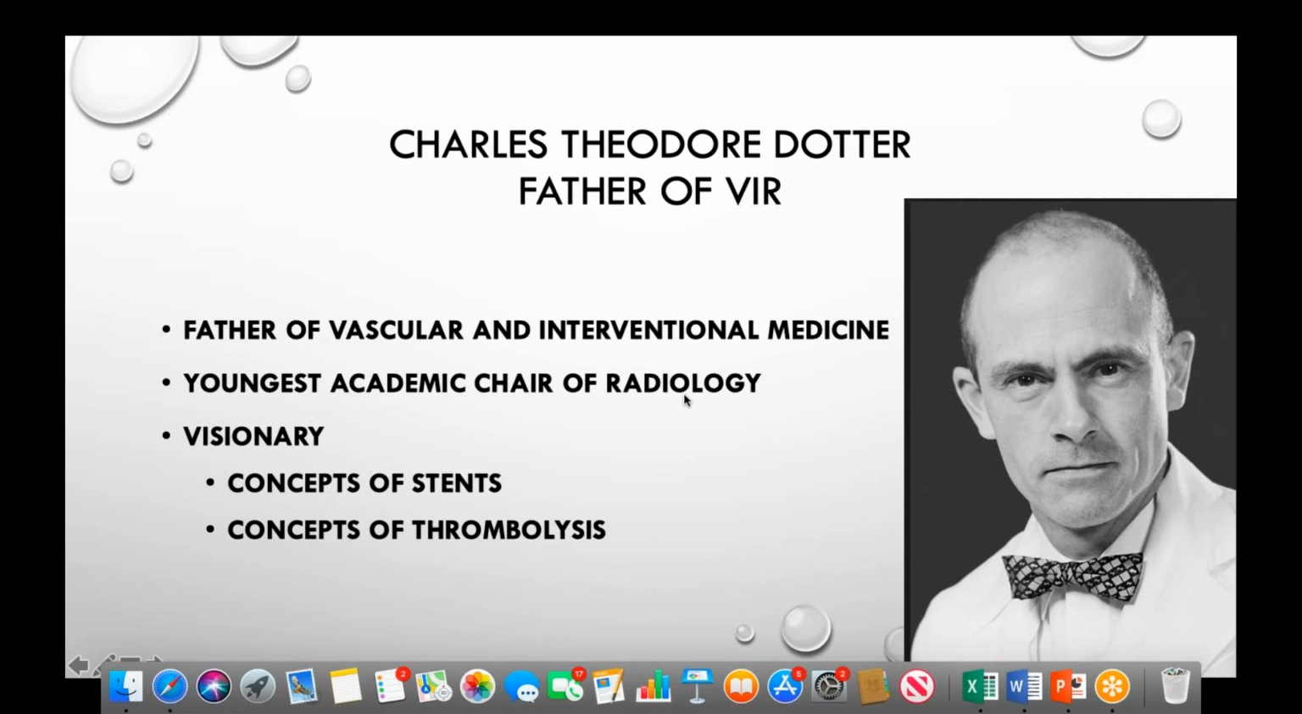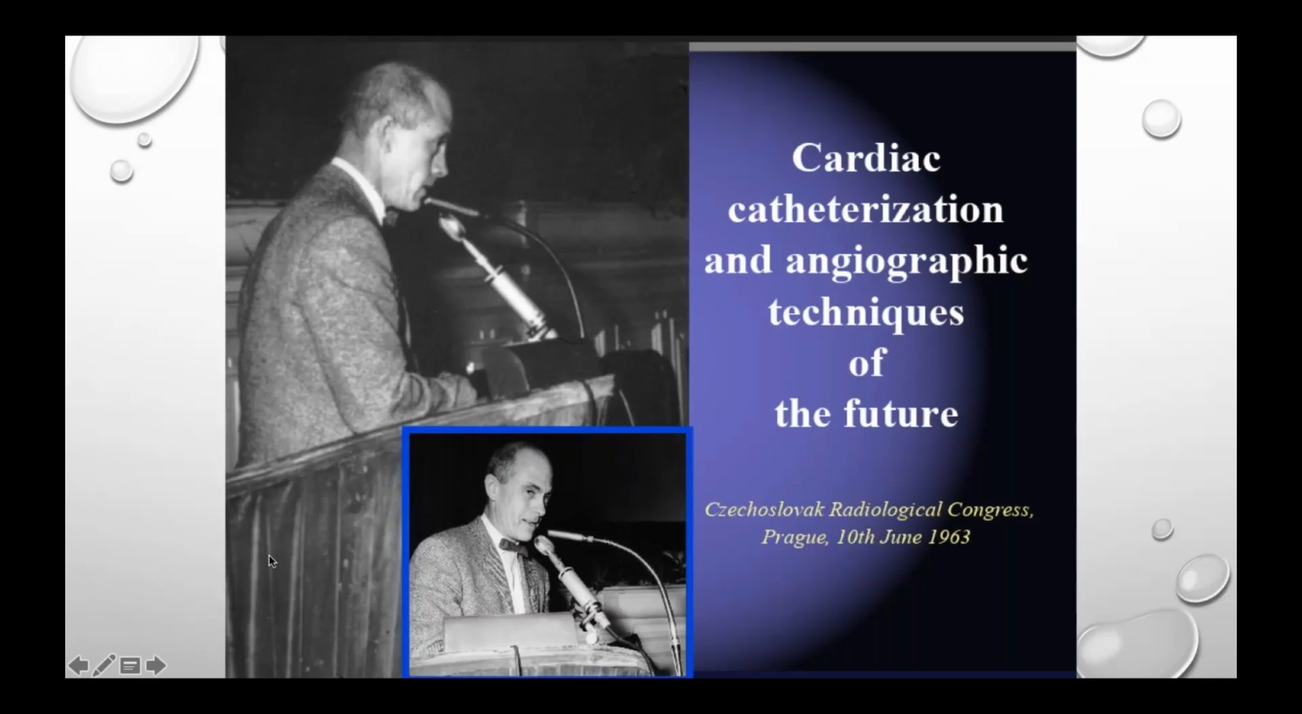He developed the concepts of stents and thrombolysis, where you inject medication to clean out clot. But really, his vision started in June of 1963, when he was invited by Joseph Roche to the Czechoslovakia Radiologic Congress in Prague. This was his talk: Cardiac Catheterization and Angiographic Techniques of the Future. At one point he was an angiographer, which is where you take pictures of the blood vessels throughout the human body. That's what he did using the Seldinger technique, but no intervention was done. One day he had inadvertently had to cross an iliac artery occlusion to do a renal angiogram, or pictures of the renal artery.